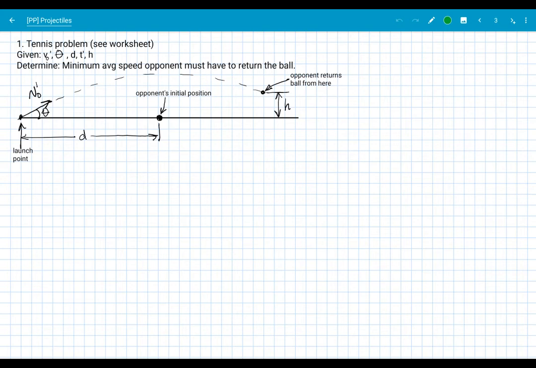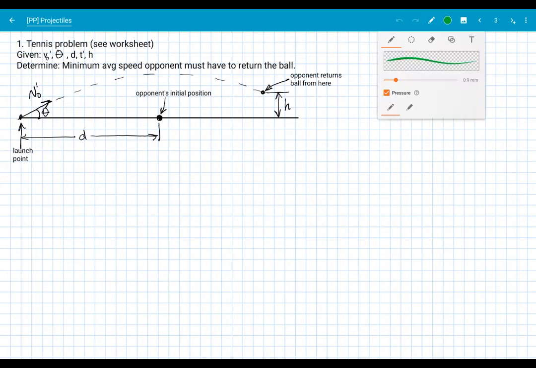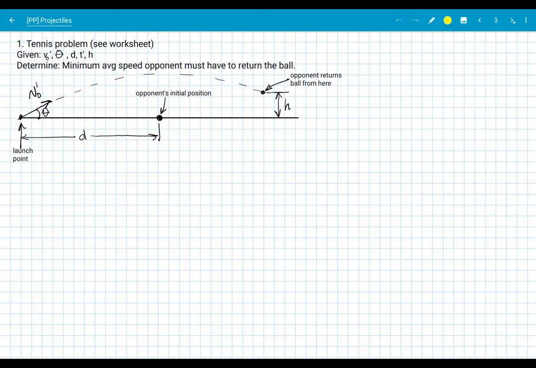So the information that we're given here, note the given information. Just highlight that. The initial velocity v naught prime, so initial speed really, the angle of launch theta, we're given d, which is the opponent's initial position when the ball is first hit. T prime, which essentially is the opponent's reaction time, and then H, which is the height above the launch point from which the opponent returns the ball.